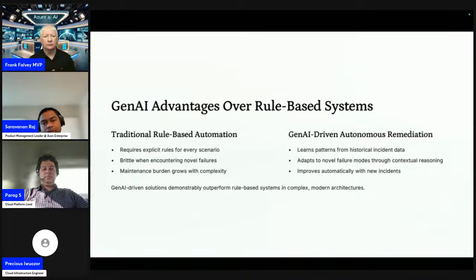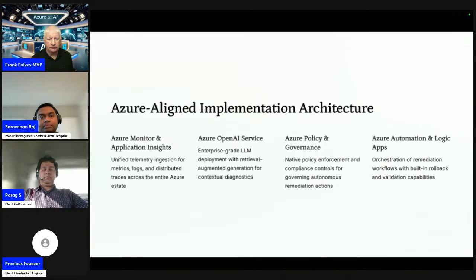The second problem with traditional rule-based automation is, especially when you encounter a novel failure, it just fails at that point. You really need a human to be engaged. And then the maintenance burden grows with complexity. As I talked about, with multiple dependent services, it becomes exponentially hard to maintain and manage. And given modern, complex microservice architectures, it's very difficult for an engineer who's on call to manage and help with the situation.